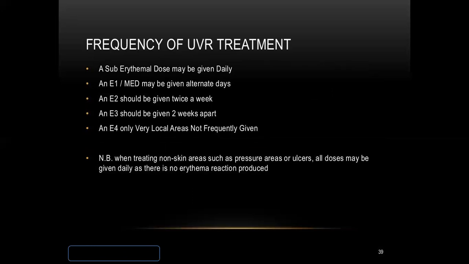As for the frequency of UVR treatment, a suberythemal dose may be given daily. E1, the MED, may be given on alternate days, E2 should be given twice a week, E3 should be given 2 weeks apart, and E4 only to very local areas, not frequently given. When treating non-skin areas such as pressure areas or ulcers, all doses may be given daily as there is no erythemal reaction produced.